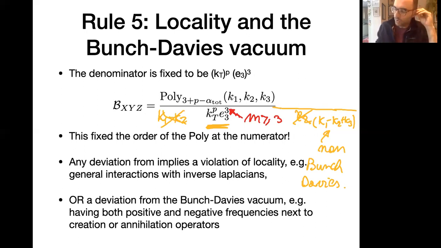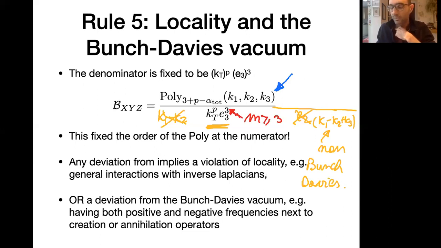There is much more to be said about locality, and I don't have the time to discuss it. I think it's a much richer subject, but I'll leave it at that for this discussion. So this is extremely powerful, perhaps the most powerful rule that we have had so far, because now the whole problem of finding the result consists in finding out this polynomial.